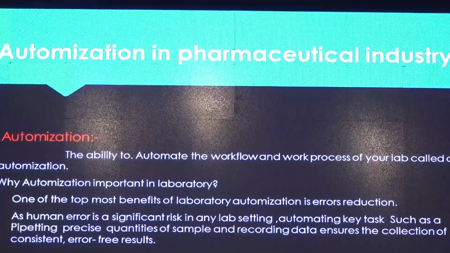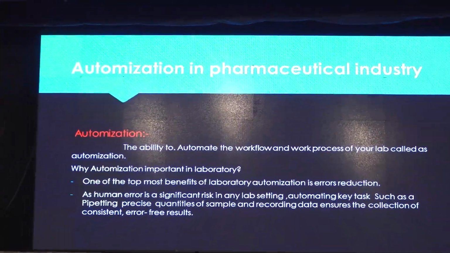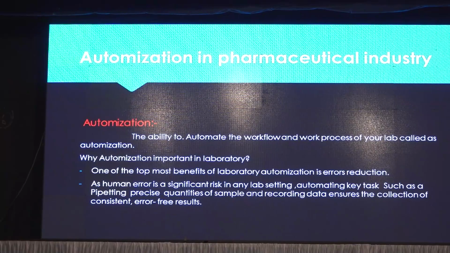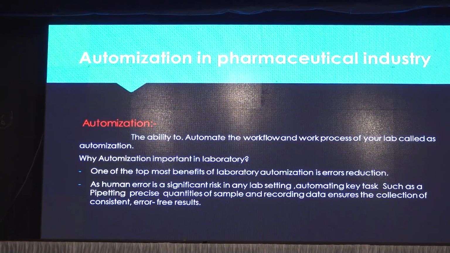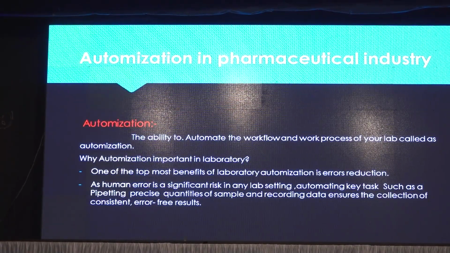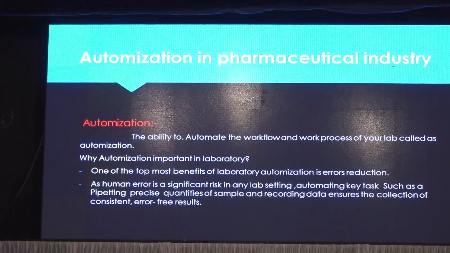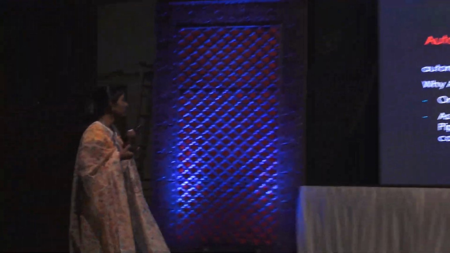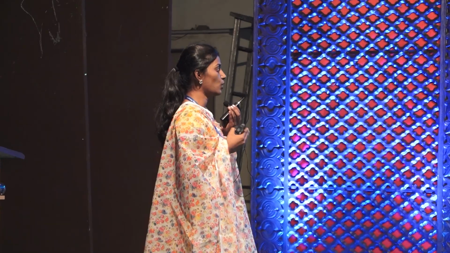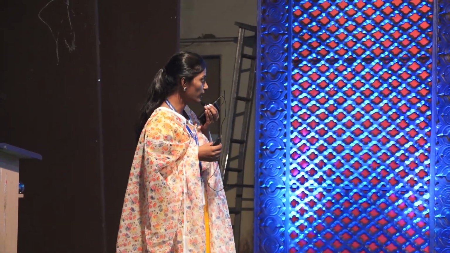Next, the first point is automation in the pharmaceutical industry. What is the need of automation in industry? Why is there a need of automation in industry? Automation is nothing but the ability to automate the workflow and work process of your lab. Automation has the ability to automate the workflow.